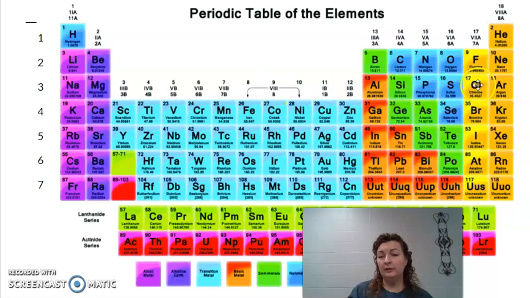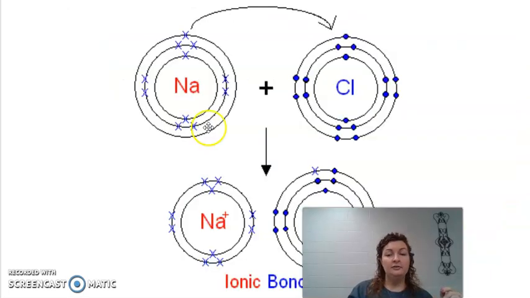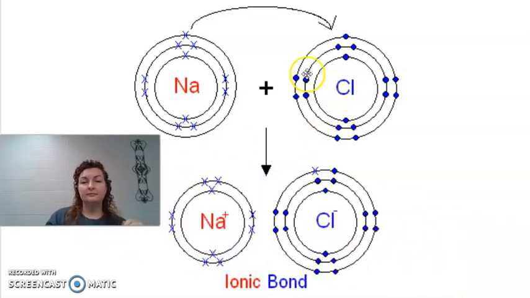And then I need to do chlorine. Again, I'm in period 3, so 3 shells. But I'm in group 17, which means I have 7 valence electrons, okay? So my drawing is going to look something like this. This is my original sodium atom from the periodic table. 3 shells, 1 valence. Chlorine, 3 shells, 7 valence.